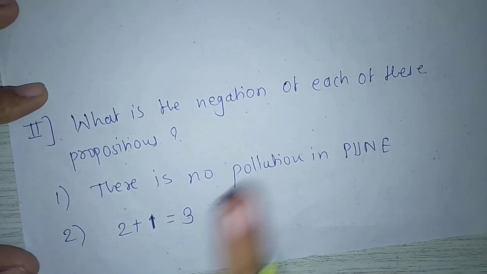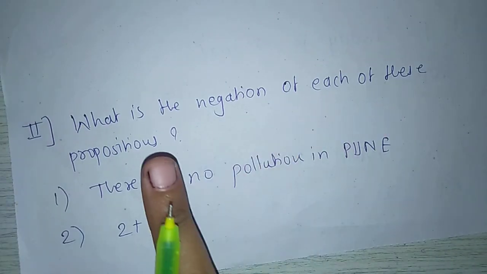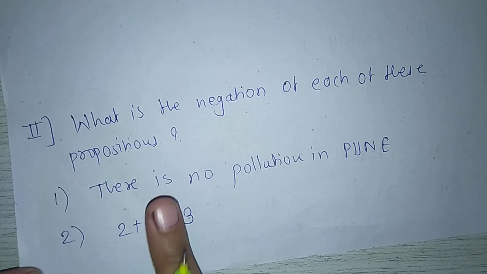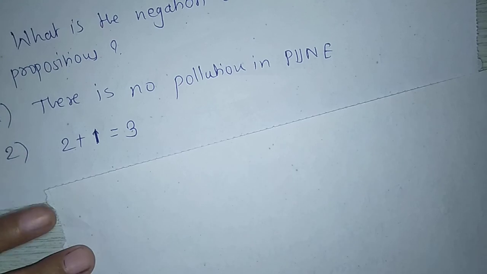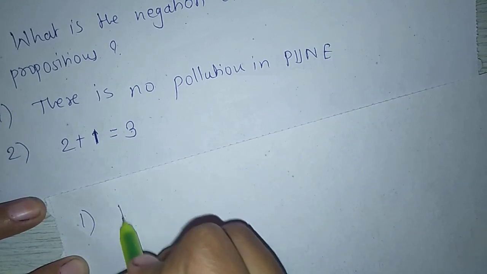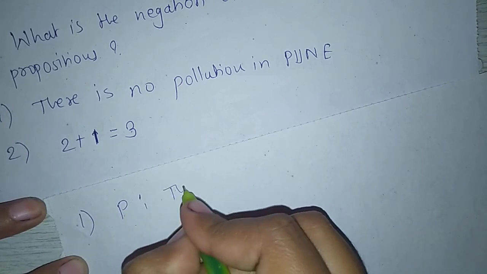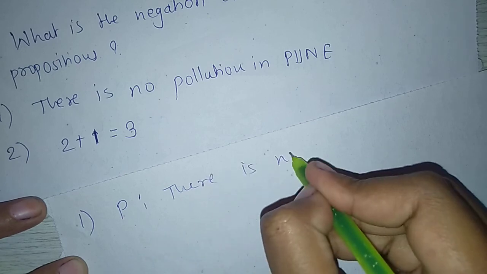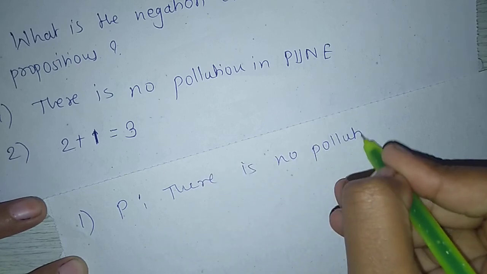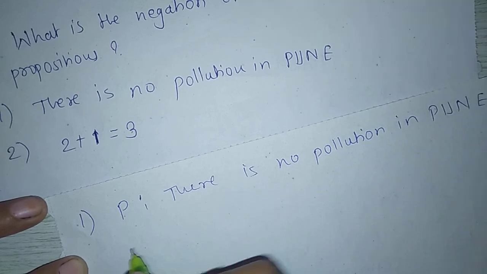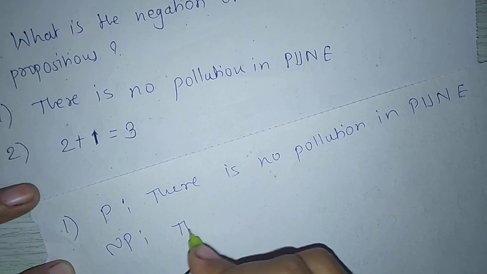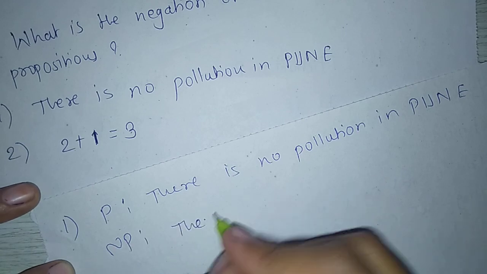Next example: what is the negation of each of these propositions? First, there is no pollution in Pune. Second, 2 plus 1 equal to 3. First, proposition P is there is no pollution in Pune, so negation of P is there is pollution in Pune.